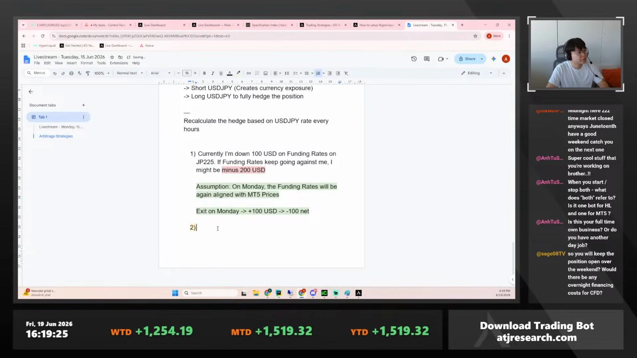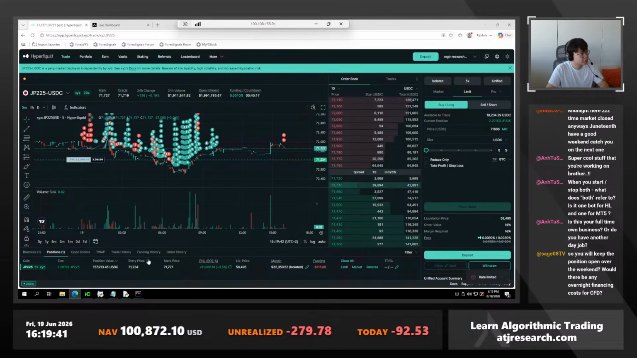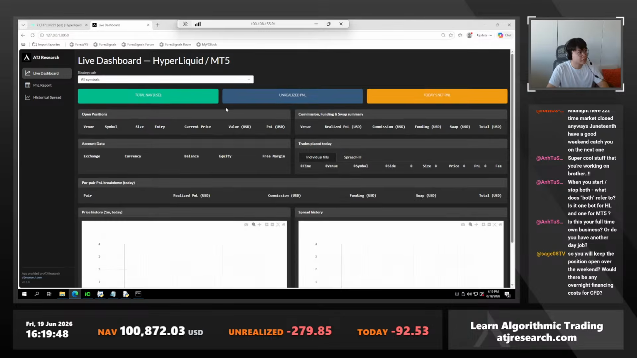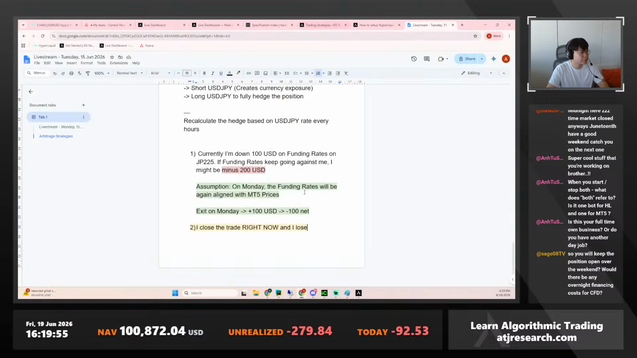Option number two is that I close the trade right now and I lose... I also can't close it right now, right? Because the liquidity is not there, so I have to do it in small chunks. But here, if we look at the live dashboard, we're still disconnected. Yeah, Hyperliquid reporting does not work very well. But I know that I will be down, let's say I lose 400 USD.